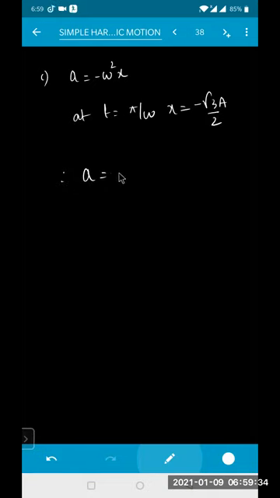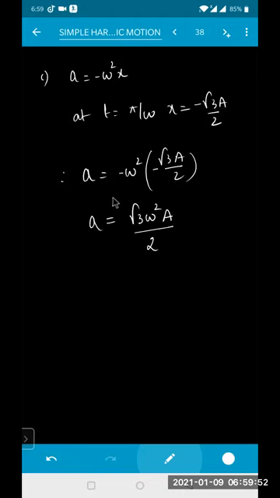What is the acceleration formula? a is equal to minus of omega square into x, isn't it? At t is equal to pi by omega, x value how much we got? Minus of root 3 into a divided by 2. So therefore, acceleration will become a is equal to minus of omega square into x. x value is equal to root 3 a divided by 2, and this one is minus. This minus and minus will become plus. So this will be equal to root 3 omega square into a divided by 2. So this is your acceleration.